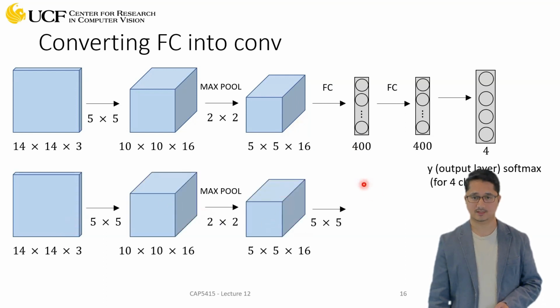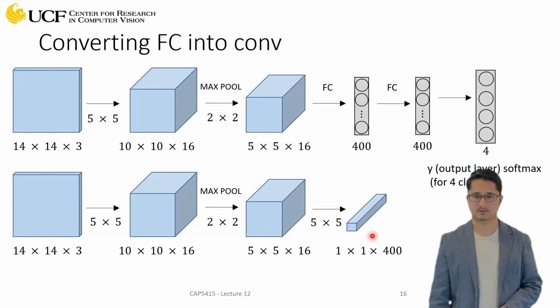You can still apply a 5 cross 5 kernel on this. And if you do that, then you will only be able to apply that kernel once, at the center of this, right? Because the resolution is 5 cross 5. And then you will use 400 such kernels to get 400 different values.